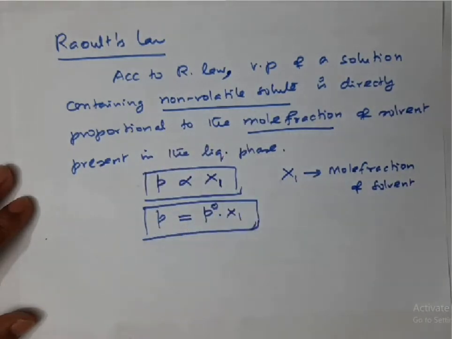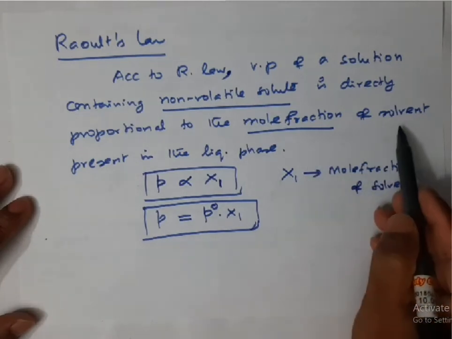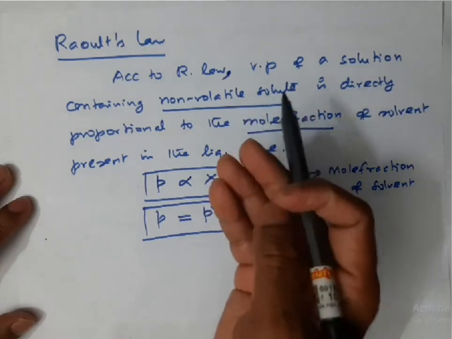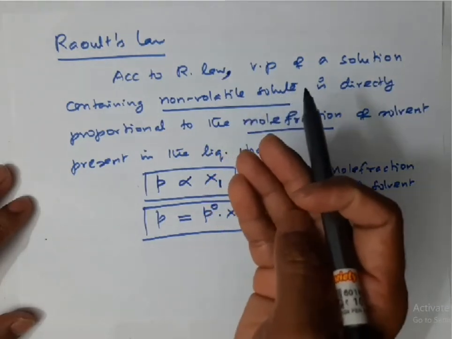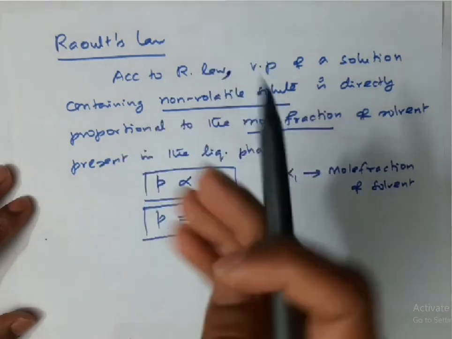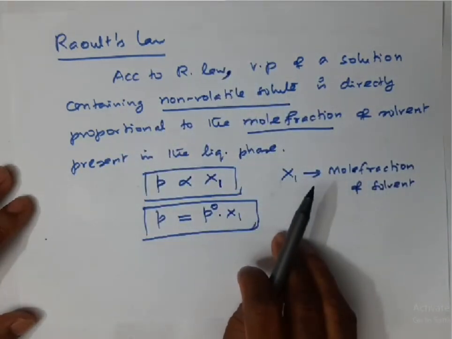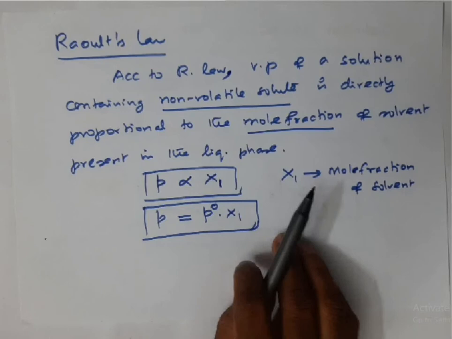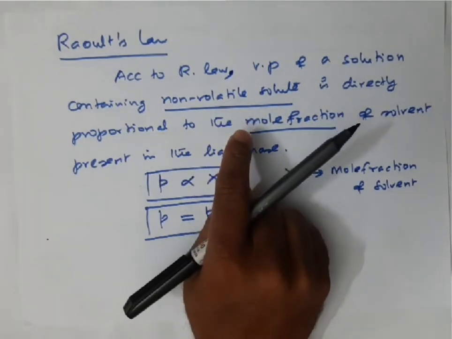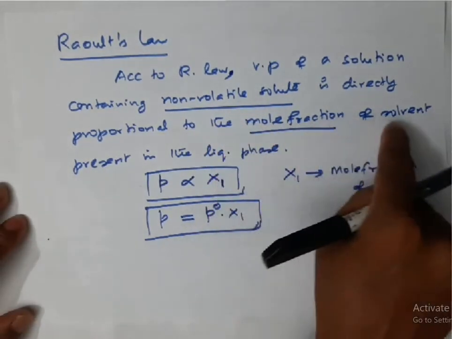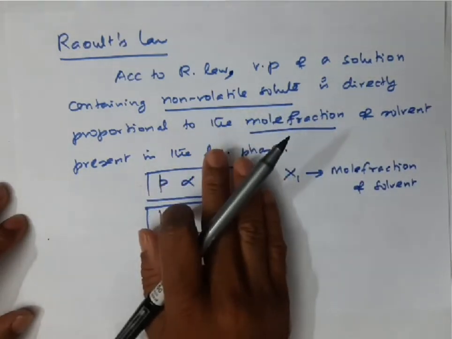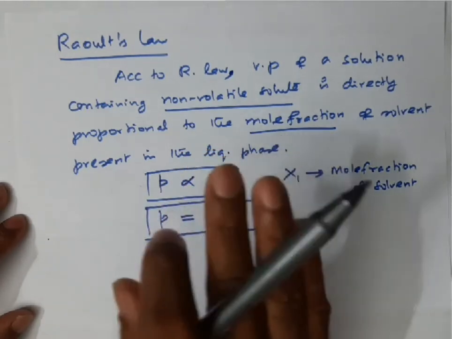I have told you why we are taking only solvent, because your solution now contains non-volatile solute. So solute particles or solute molecules do not go to the vapor state, right? Therefore the molecules which occupy vapor state are only solvent molecules. Therefore the pressure is only due to solvent molecules. That's why we are taking mole fraction of solvent in the liquid phase. So this is the Raoult's law we should use for solution containing non-volatile solute.